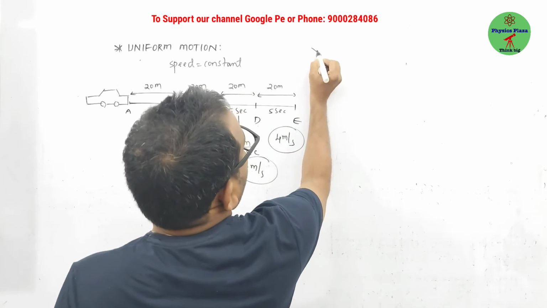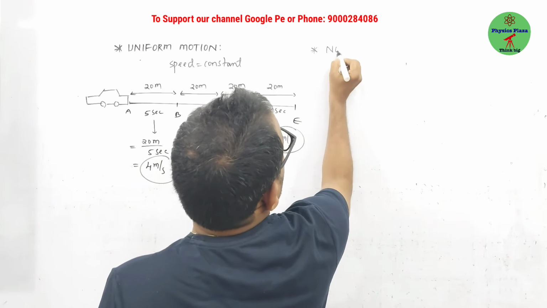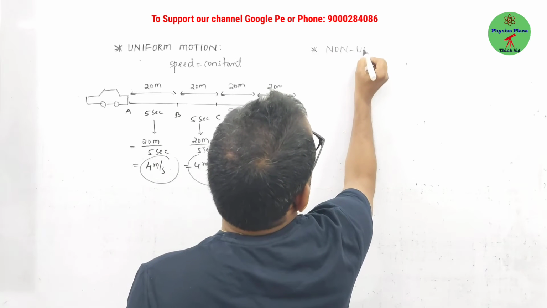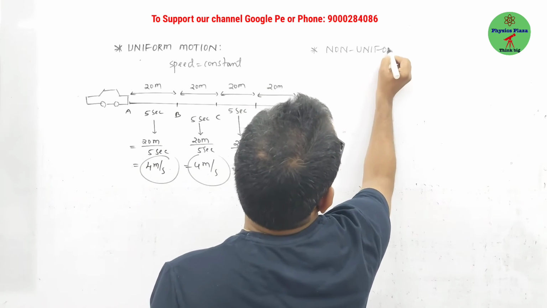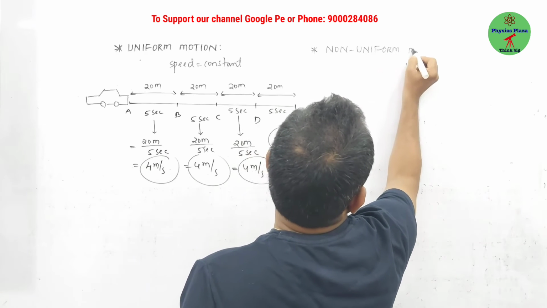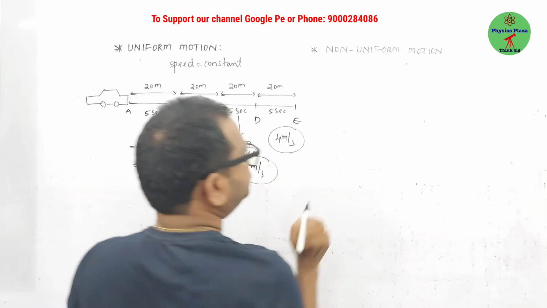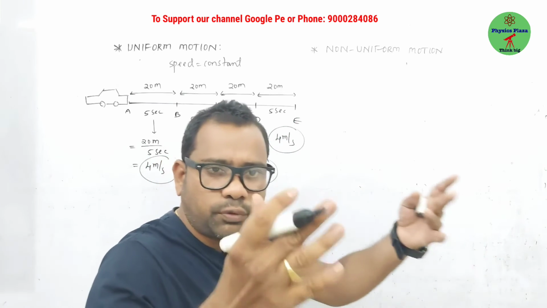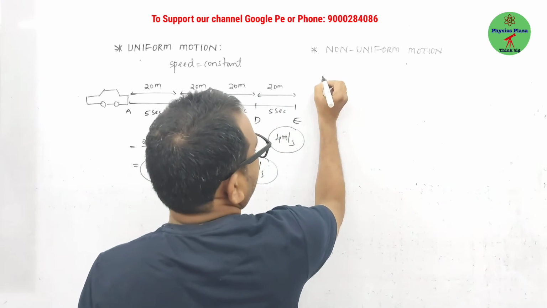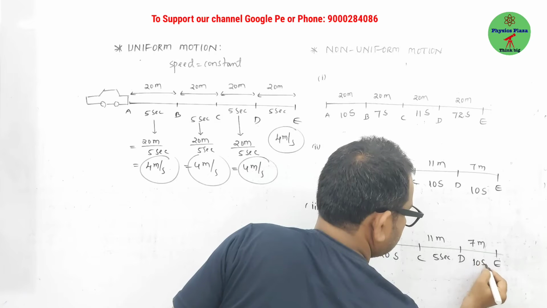Now we discuss non-uniform speed. We discuss non-uniform motion. Non-uniform motion or non-uniform speed, anything is okay. Children, here I'll give 3 examples so that you get full clarity. Okay, fine. First example.